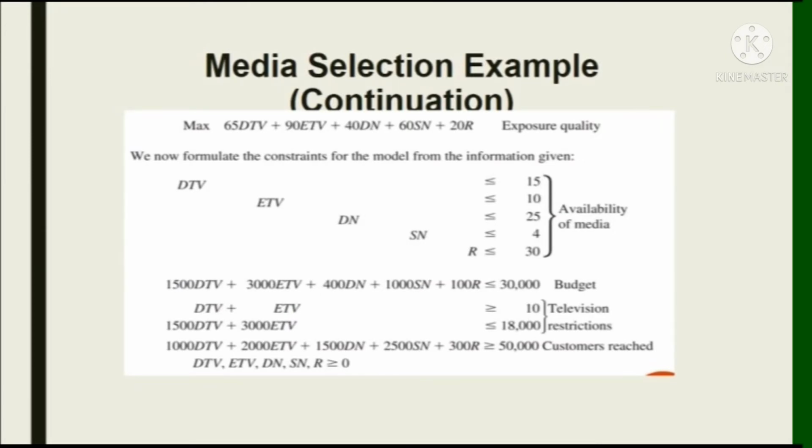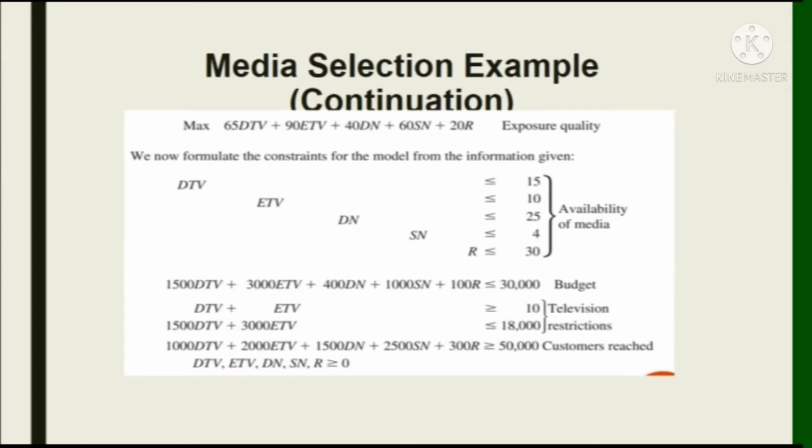The data on quality of exposure shows that each daytime TV advertisement is rated at 65 exposure quality units. Thus, an advertising plan with daytime TV advertisements will provide a total of 65 exposure quality units per advertisement. So first in our objective function is 65 DTV. Continuing with the data, evening TV is rated at 90 exposure quality units, daily newspaper is 40 exposure quality units, Sunday newspaper is 60 exposure quality units, and radio is 20 exposure quality units.